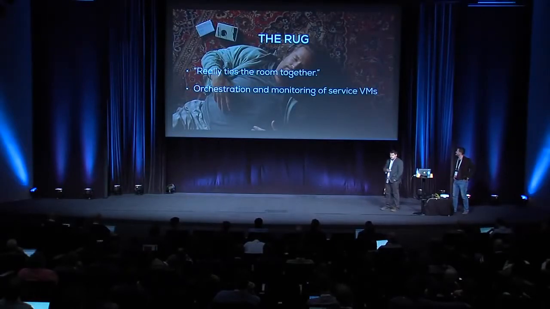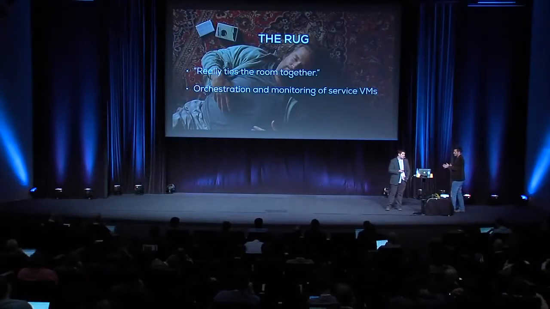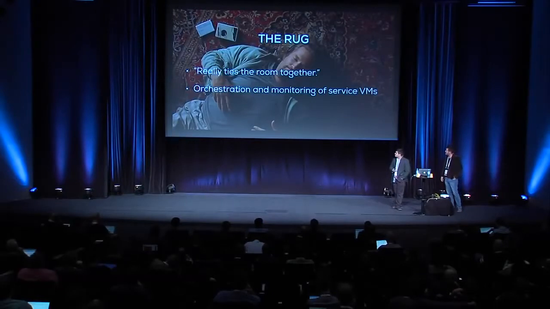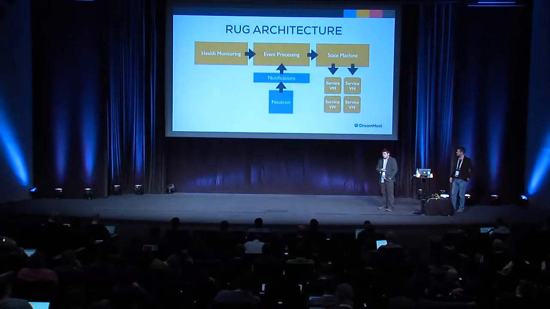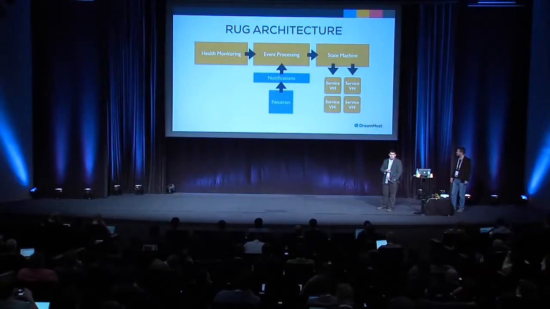So the rug does orchestration and monitoring of the service VMs. So let's talk a little bit about the architecture of the rug. It's a complicated piece of software, but we can probably condense it into 3 pieces. I'll start with the middle one, which is the event processing.